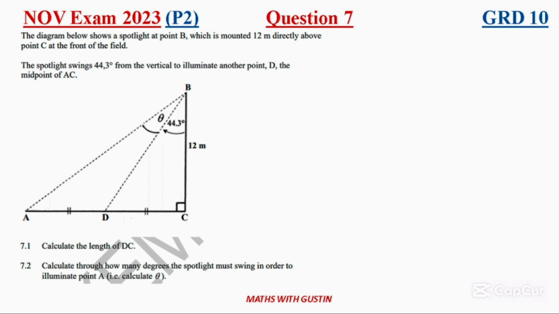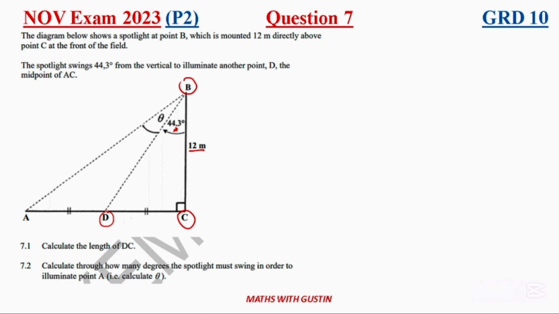Alright guys, let's continue here with question 7. The question says the diagram below shows the spotlight at point B, which is mounted 12 meters directly above point C. Here we are from point C, there is point C there, and then at the front of the field the spotlight swings 44.3 degrees. There we see the angle there from the vertical light to illuminate another point D, which is this point right here, and then the midpoint of AC.